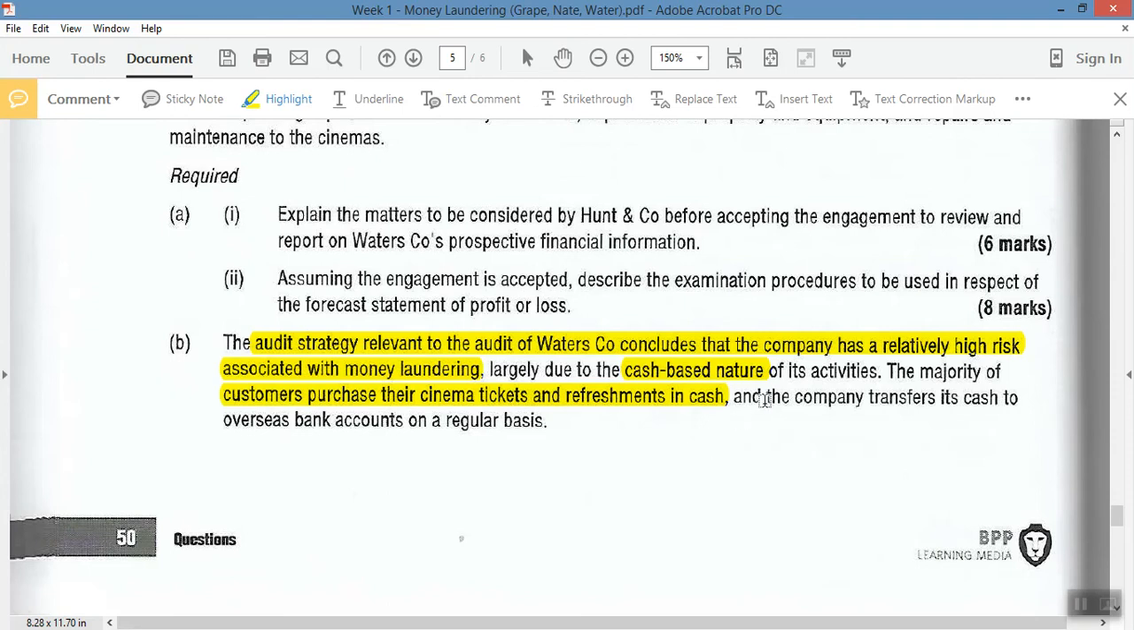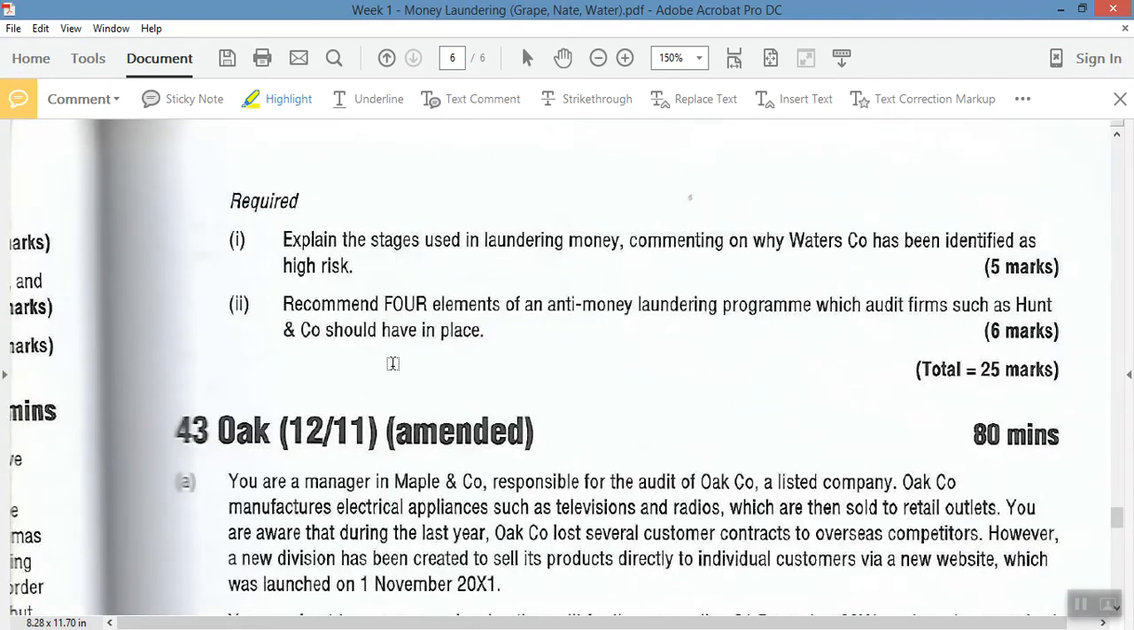And the company transfers its cash to an overseas bank account on a regular basis. So you know which stage already. Just now, the first one, placement, they put money into the financial system. Layering, they transfer to different areas. Integration means they take back everything and then it becomes legal. They can buy something. So later you can apply. Okay, so explain the stages used in money laundering, commenting on why Waterco has been identified as high risk.